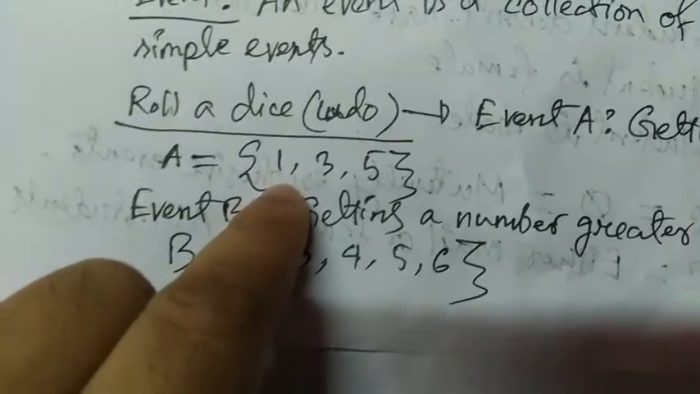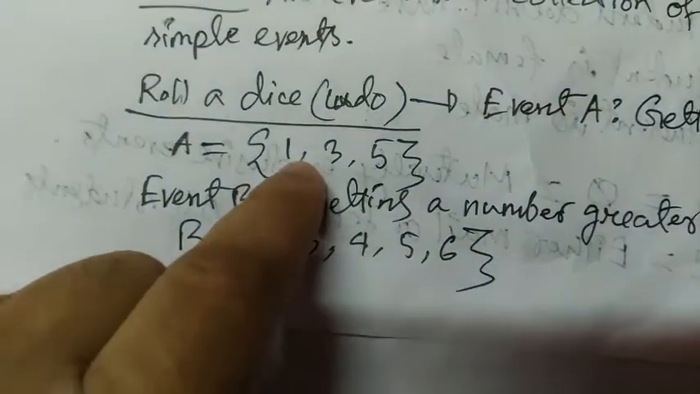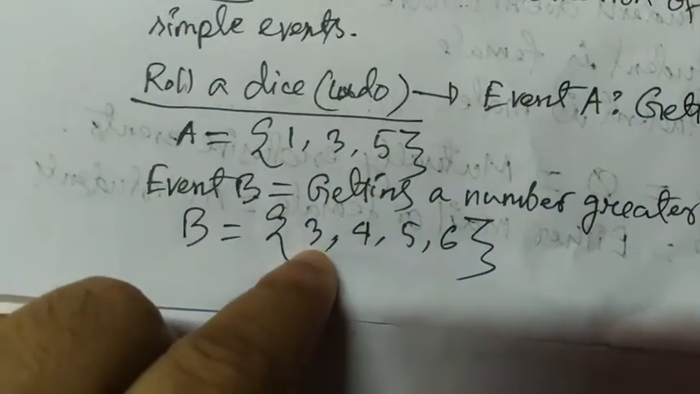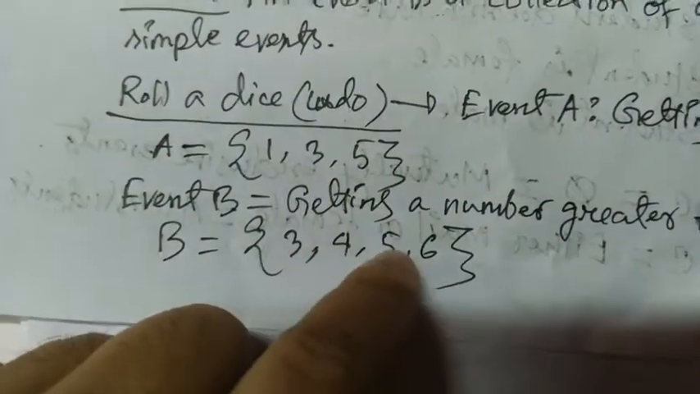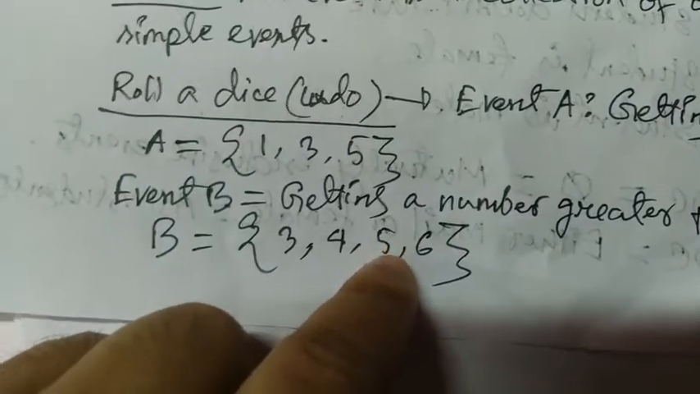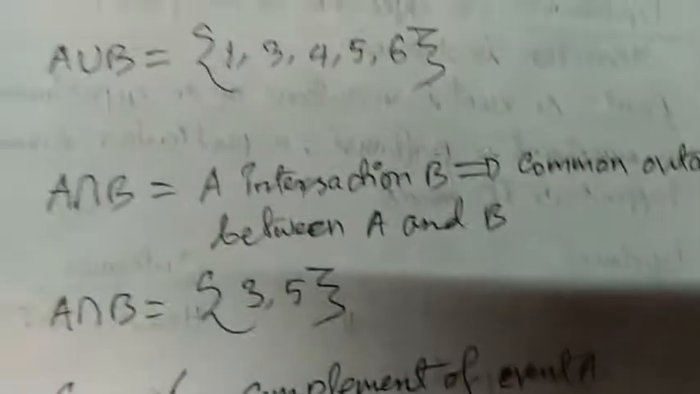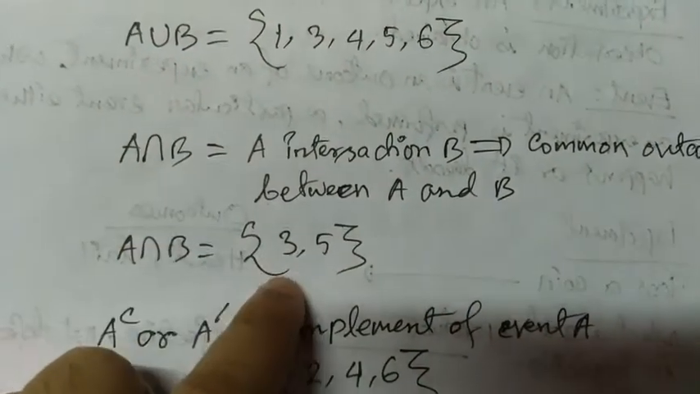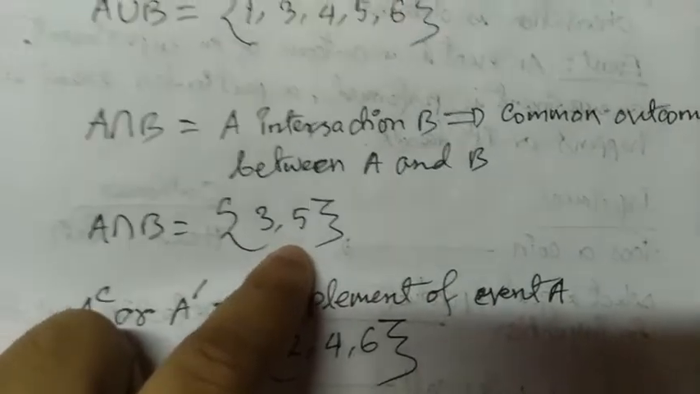So see, 1 is not there. So 1 is not common, we will ignore it. 3 is common between both sets, so we will take it. Again 5 is common, we will take it. So 3 and 5 are the only common outcomes between event A and B. So A intersection B is 3, 5.